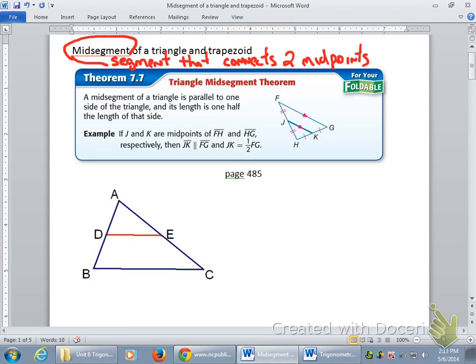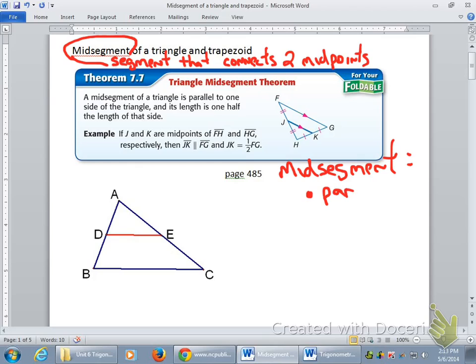And that's what they are. Here's your midsegment. It connects two midpoints. Here's the summary of what it looks like. A midsegment, I'm just summarizing what's in this blue box anyways, has two special properties.